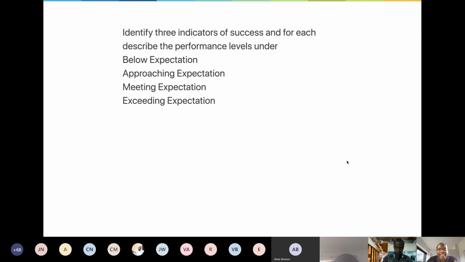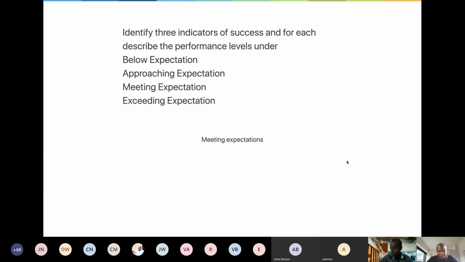Because if you don't have indicators of success, you won't know where you are. You can say, oh, they are reading well in English, but you need to drill down. Are they really doing that? Is it consistent? Is it with support? So look at your success criteria and write for each. Give it those levels.